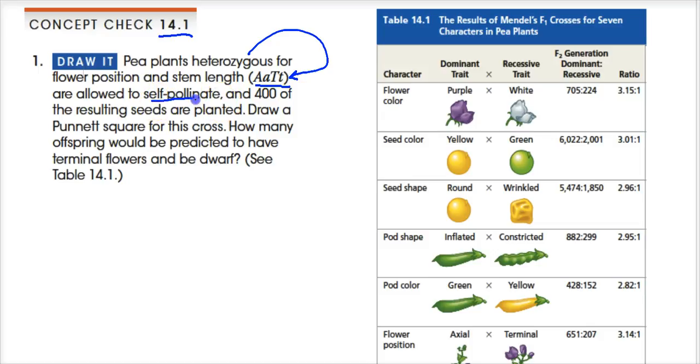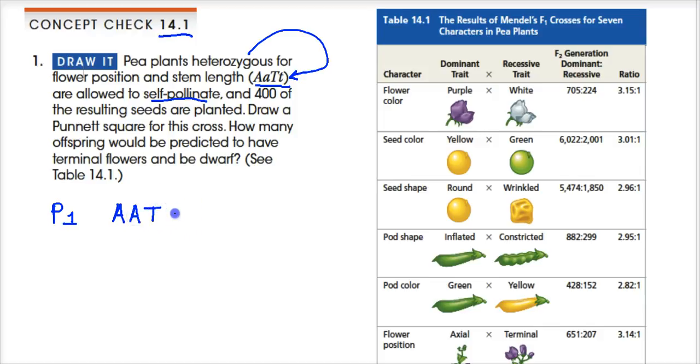Allowed to self-pollinate is an important phrase, because now we've got this set of alleles from chromosomes going to be crossed with another set of the same type. Now, how did that occur? Probably from a P1 generation, the parents, and the parents were probably true breeding. I'm going over that because you may see this in the other question. So I'm setting this up for you. Probably what happened is they took something that was homozygous for these traits, true breeding, AA and TT.